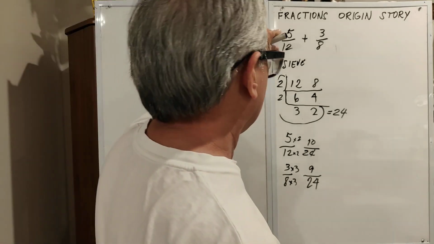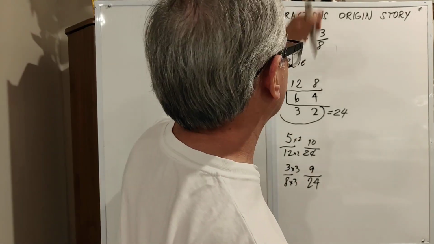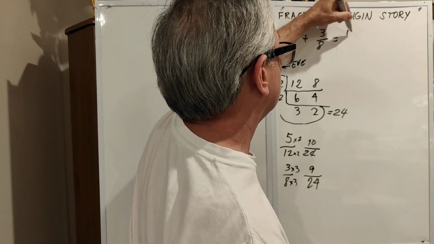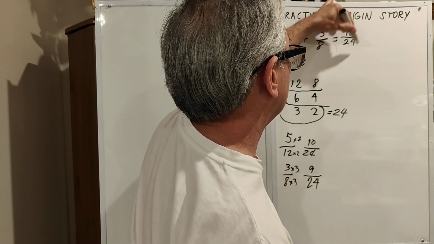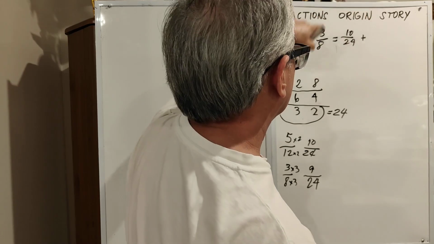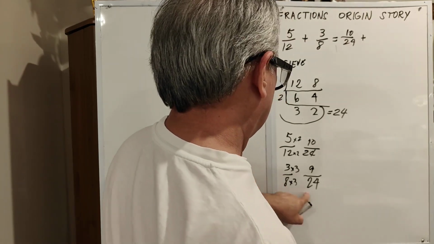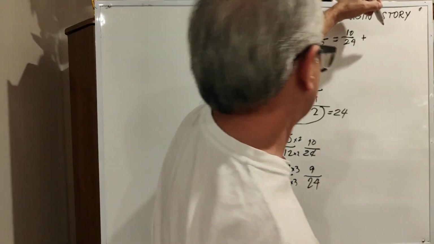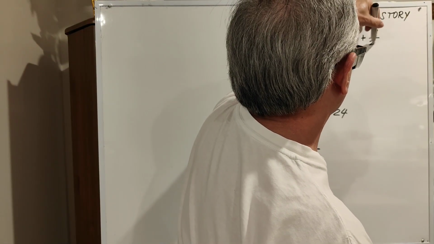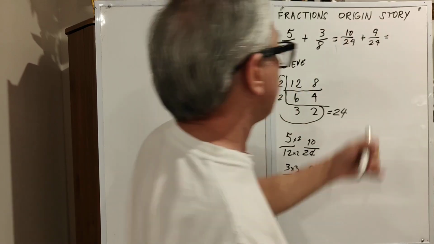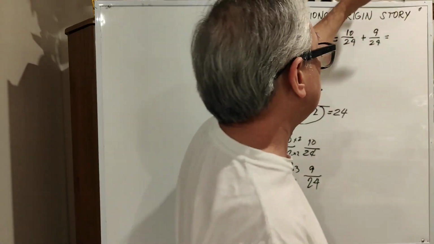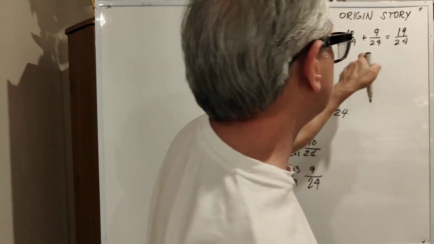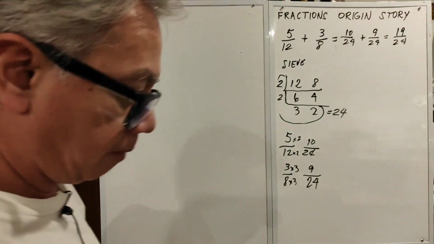Now 5 over 12 becomes 10 over 24. So we rewrite 5 over 12 to become 10 over 24. And then the 3 over 8 has become 9 over 24. This is the equivalent fraction, 9 over 24. Now, 10 plus 9 is 19 over 24. You can now add easily because they have the same denominator.